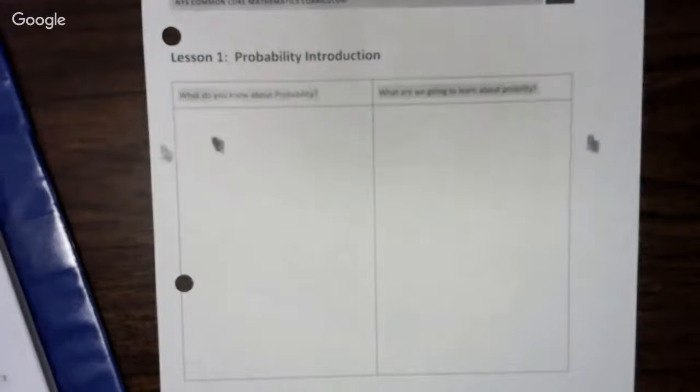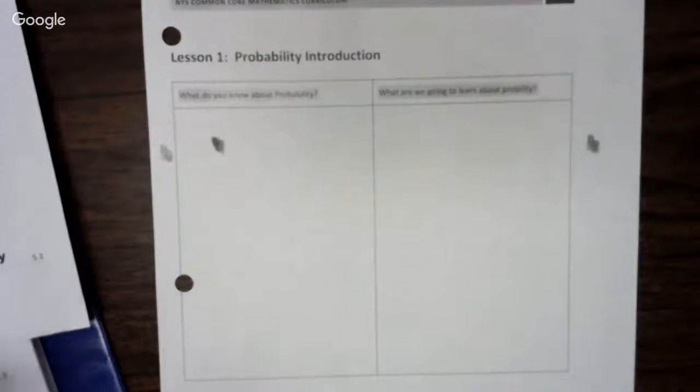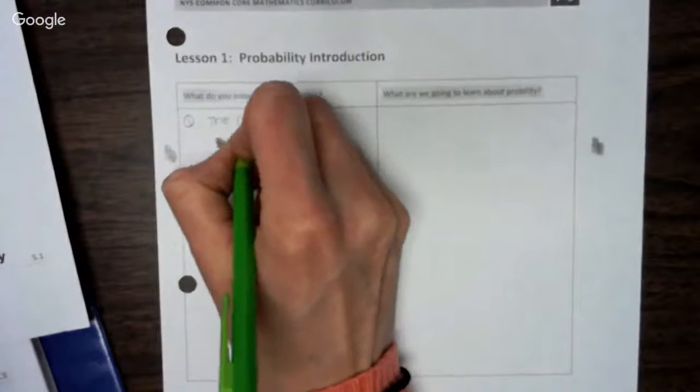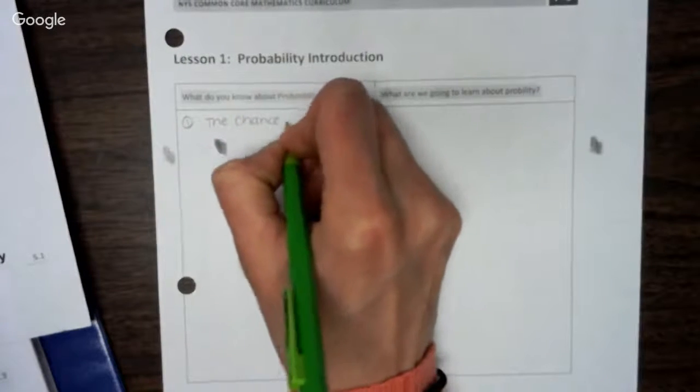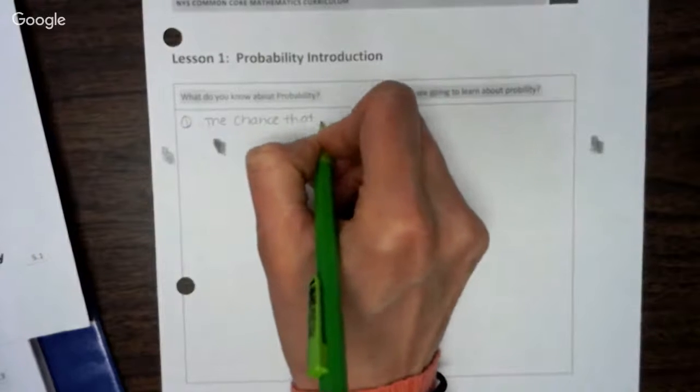All right, this is Module 5, Lesson 1. We're going to do a little introduction to probability. Let's start off this module with what do we know about probability? Many of you probably know that the definition of probability is the chance that something will happen.